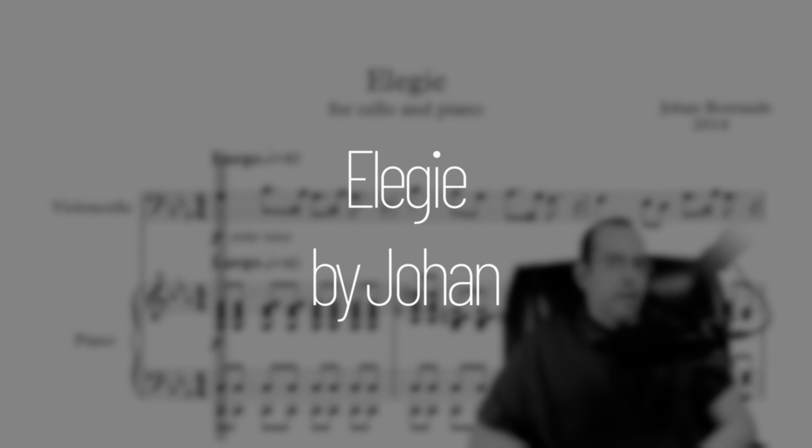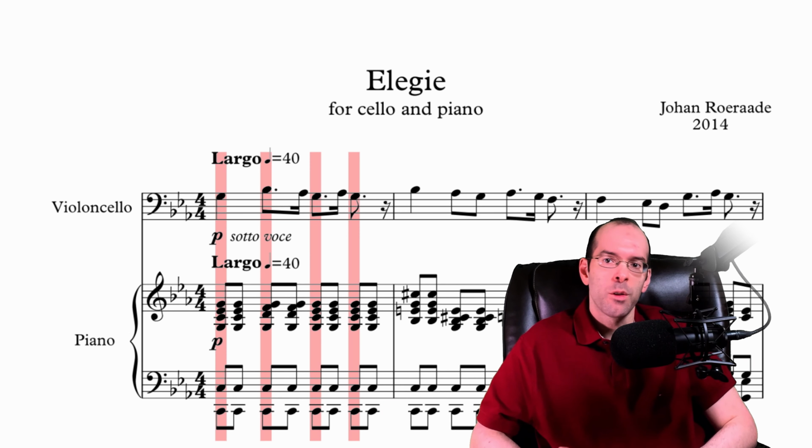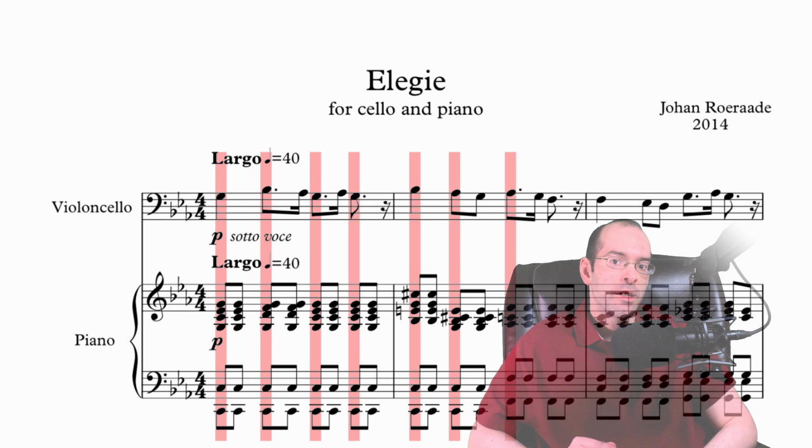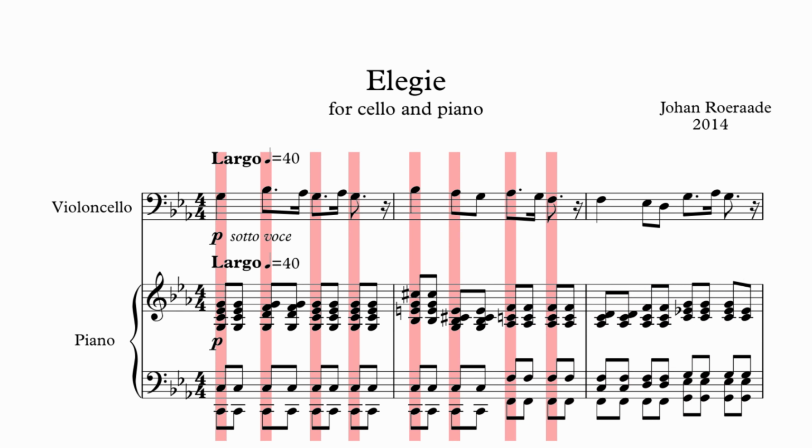My next example is an Elegie by Johan, and in this Elegie, let's take a look at how Johan groups these eighth notes by twos. You can clearly hear the beats of this music being emphasized every 2 notes.